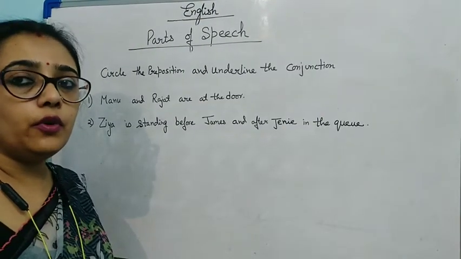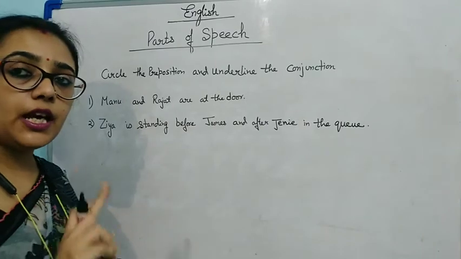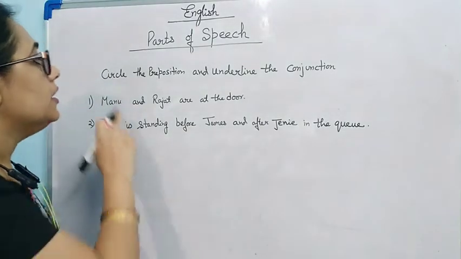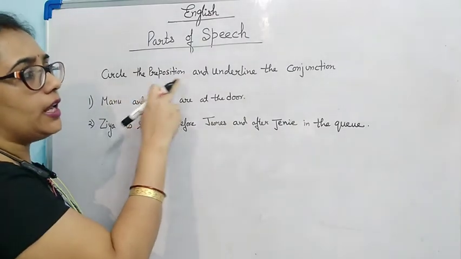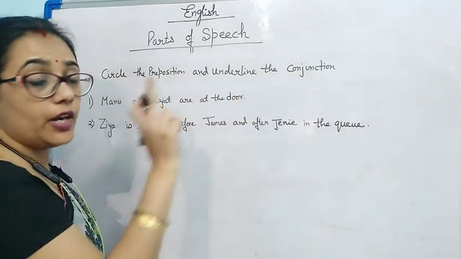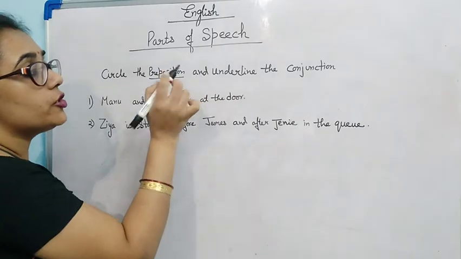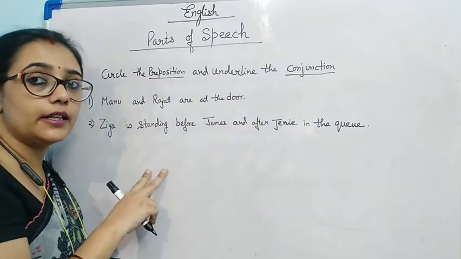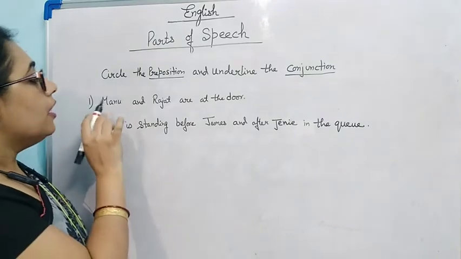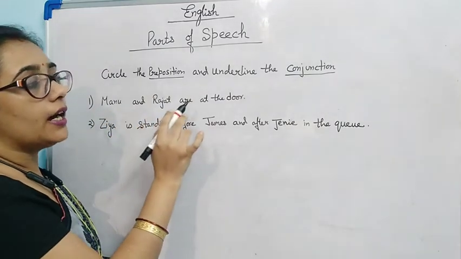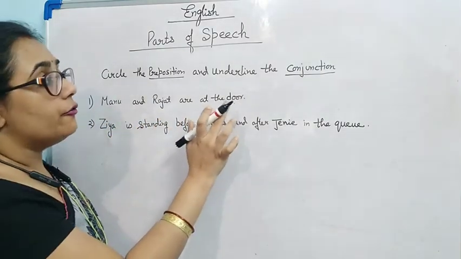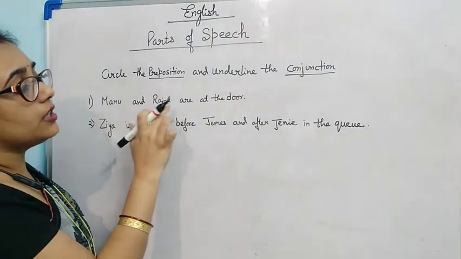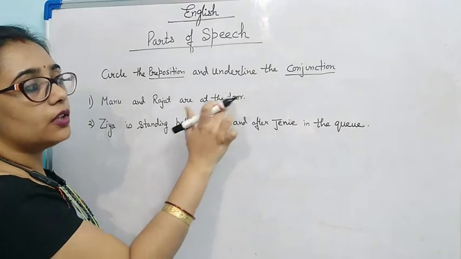Now see, one more exercise we will discuss. Previously I have discussed about adverb and verb. Now here, circle the preposition and underline the conjunction. Two things we are going to find here in this sentence. So let's see how. Manu and Rajat are at the door. First of all, we have to do what? Preposition.